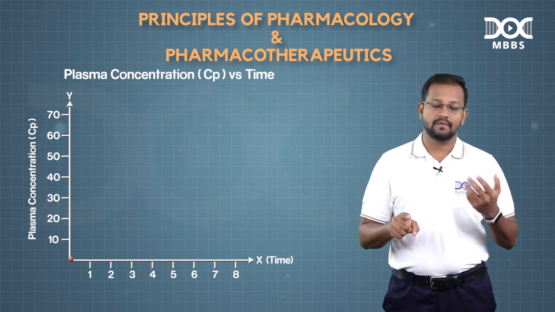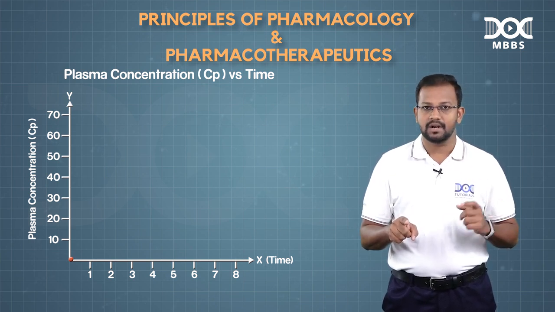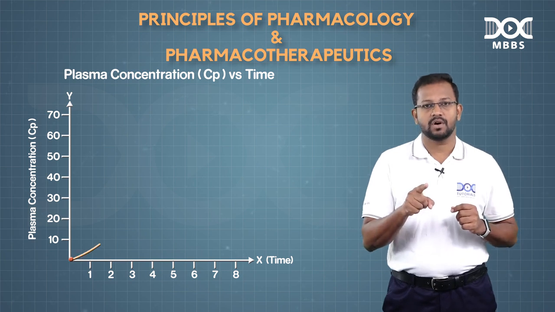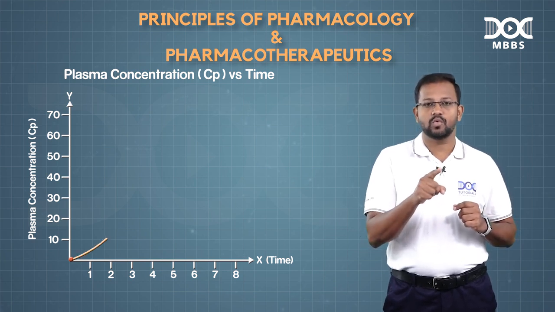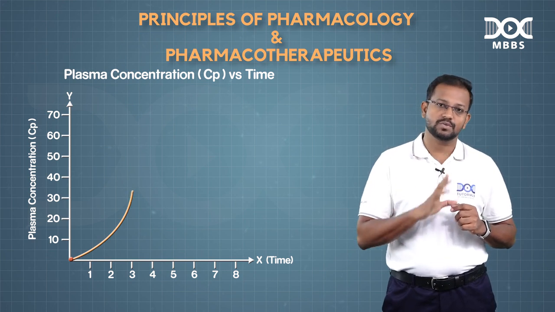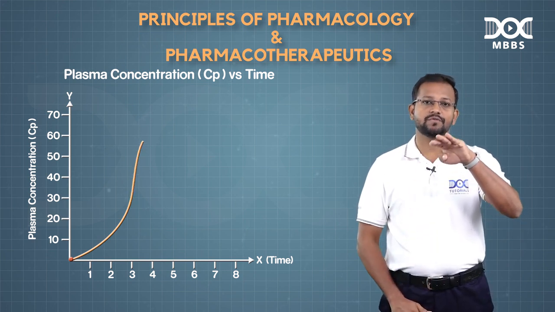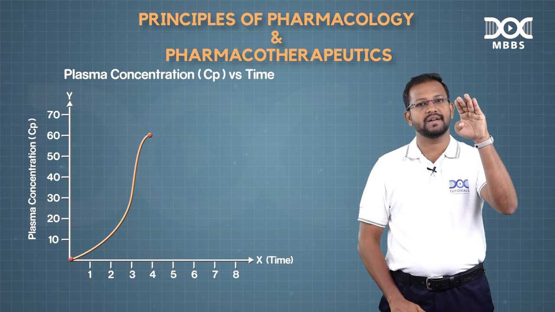At the 5th minute, or for example, for this graph to be completed, at 1 hour, this much milligram of concentration was there in the plasma. At 2 hours, this much was there. At 3 hours, this much was there. And that is how the graph is going to rise up. And at one point of time, it reaches the peak.